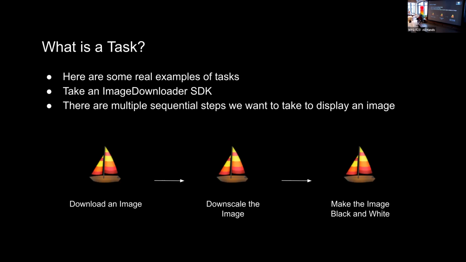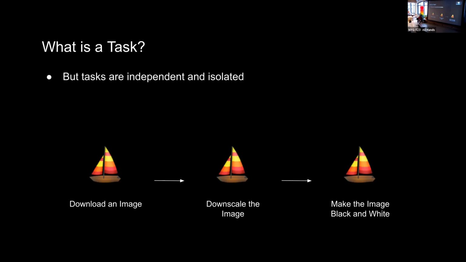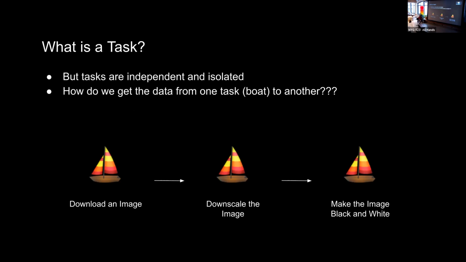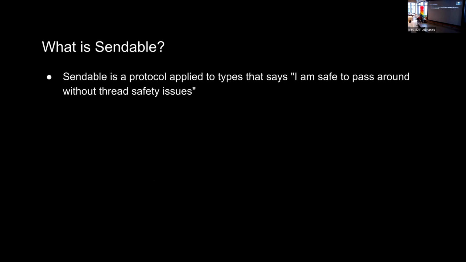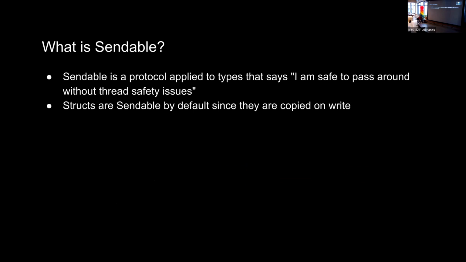But how do you get between these boats? How do you send that information along? Tasks are independent and isolated. We know this. So how do we do it? Okay, introducing Sendable. It's actually already out. There's a protocol called Sendable. And what Sendable says to the compiler is this object can be sent between these boundaries without thread safety issues.